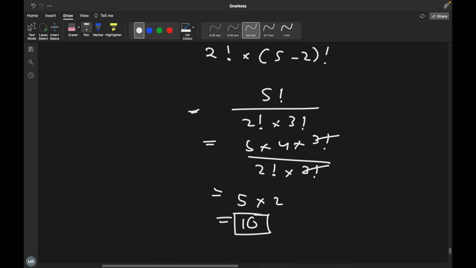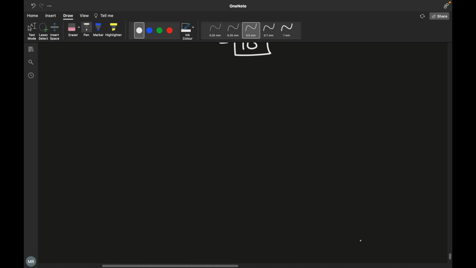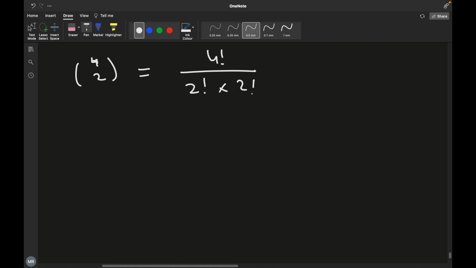And now let's do some more examples. Let's work out this one. Go ahead, give it a try. This is 4C2, by the way. Give it a try. This is going to be 4 factorial divided by 2 factorial into 2 factorial. It's going to be 4 into 3 divided by 2, which is 2 into 3, which is 6. That's the answer.